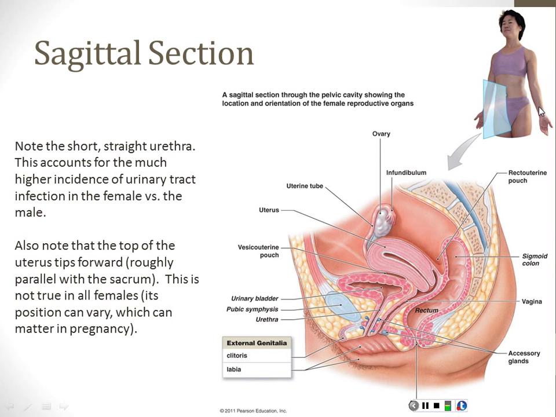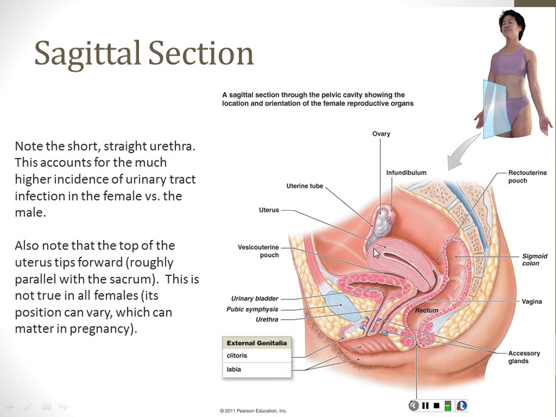One of the best views of the female reproductive tract is in sagittal section. Okay, so sagittal section separates into left and right. And we see here's the pubic symphysis. Okay, so that's the pelvic bones coming around in the front where they're knitted together. Behind that, we have the urinary bladder with its short, straight urethra that we've talked about before. We have the vagina behind that, and then the uterus.